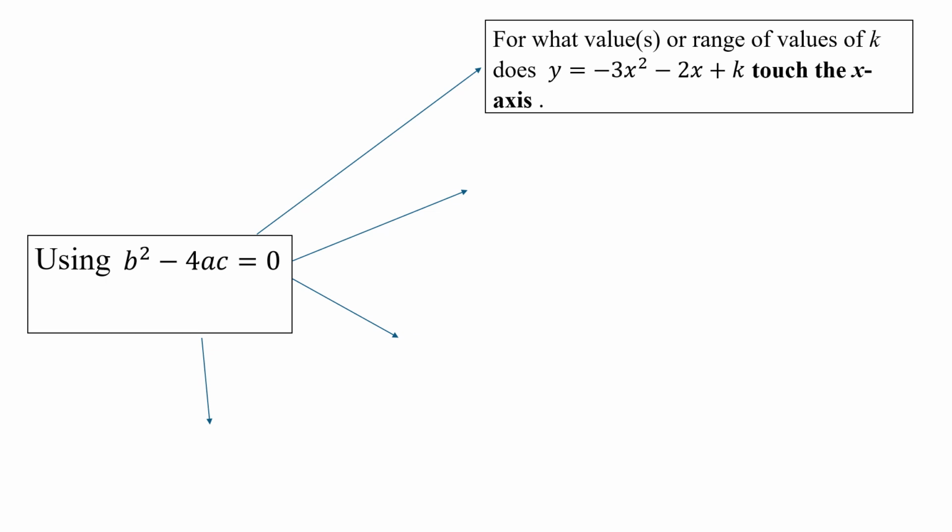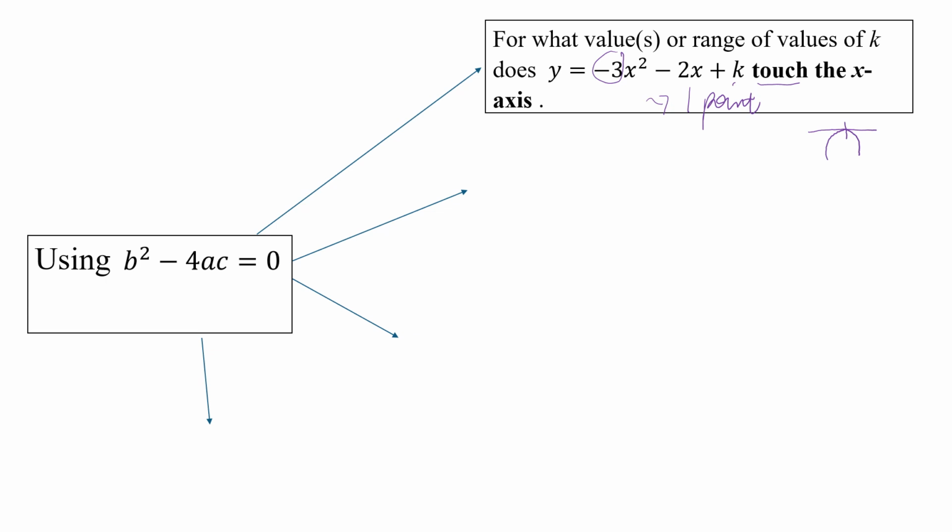Yes, when you touch the x-axis. For what values or range of values of k does the curve touch the x-axis? So when you see this word touch the x-axis, it means this is an n-shaped curve, the coefficient of x squared is negative. When you touch something, you touch at one point only. Okay, touch the x-axis means touch at one point. And one point means you have two real and repeated roots. It means the value of b squared minus 4ac is equal to 0.